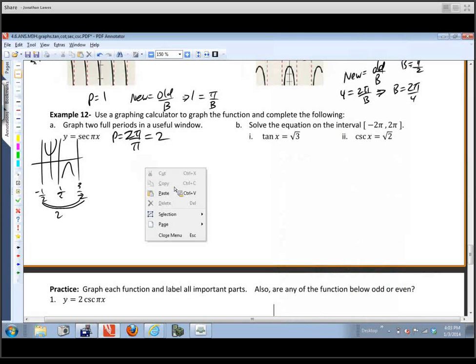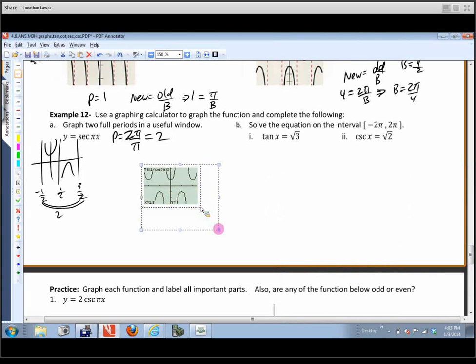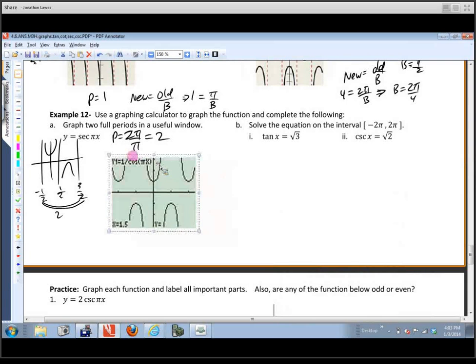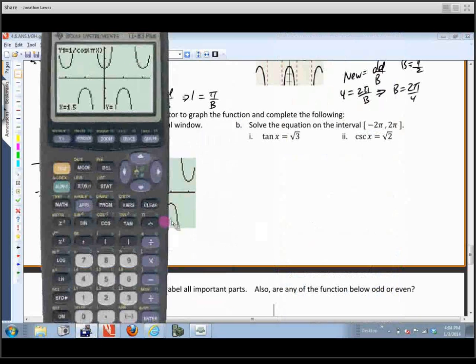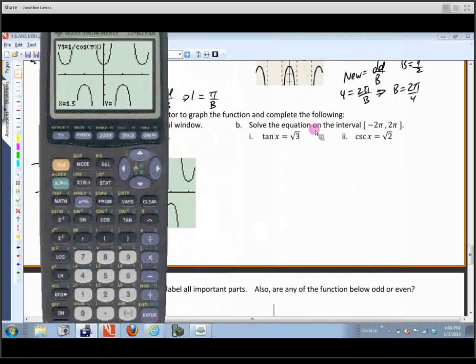And we'll paste that in here. So we've got a decent looking graph there. Okay, now let's turn our attention to these next problems. They want us to solve these on these intervals.